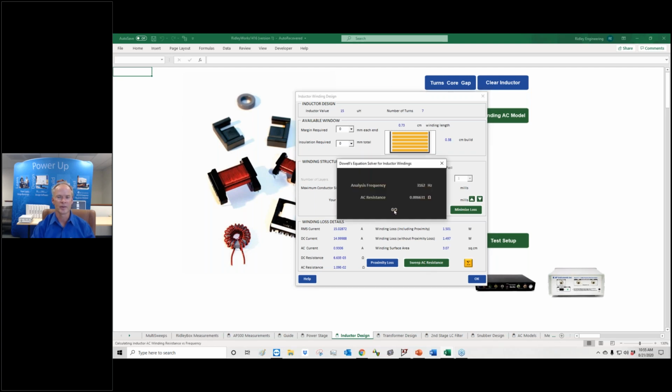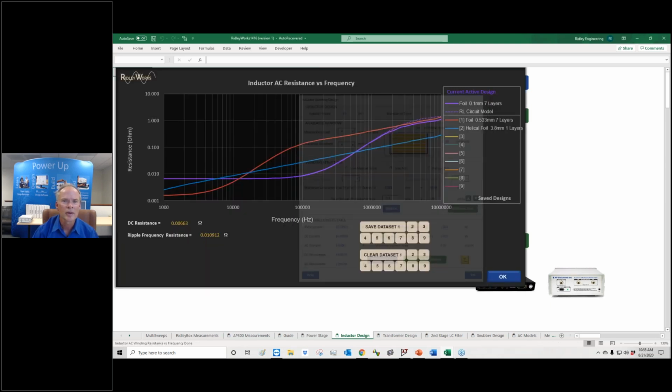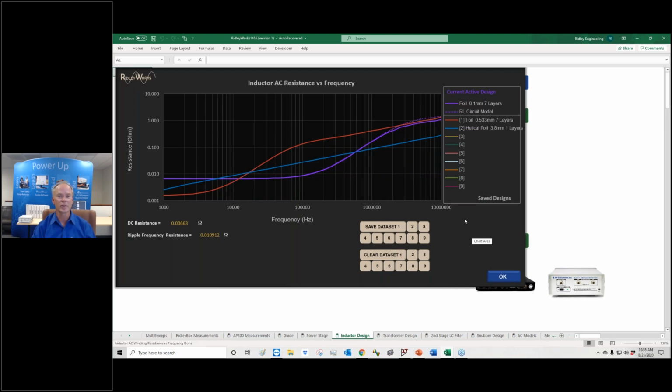Solving Dowell's equation for inductor winding. One more time. 10 kilohertz, 100 kilohertz, 1 megahertz, 10 megahertz. Okay. Solution complete. Now we have another winding structure, which is interesting. Let's save that in yellow.